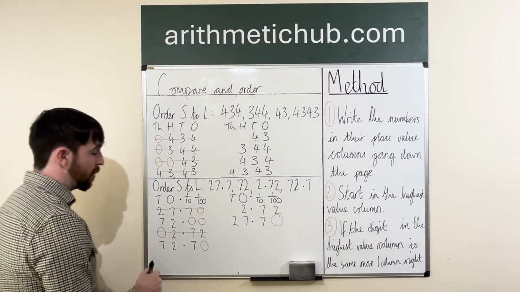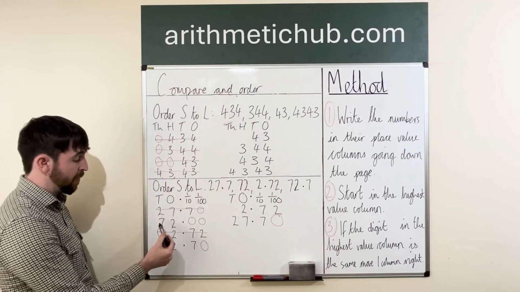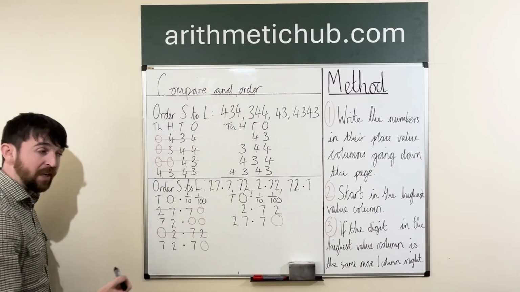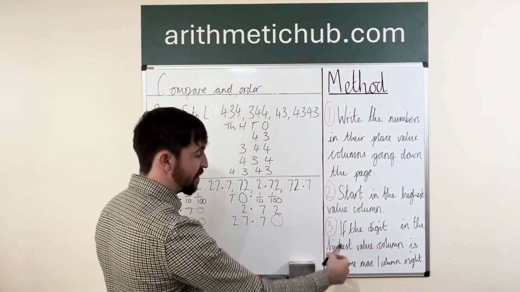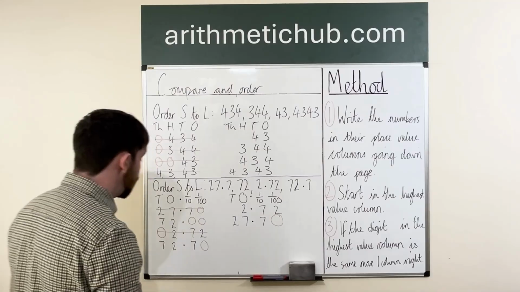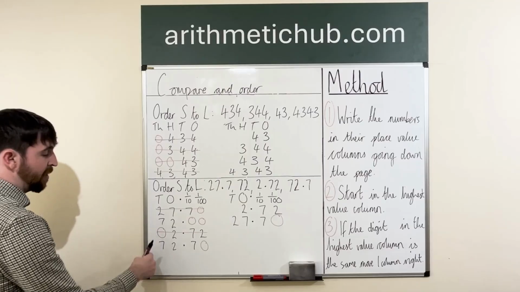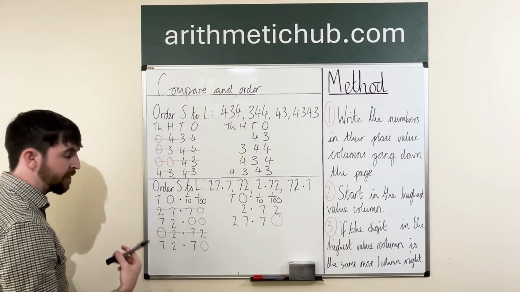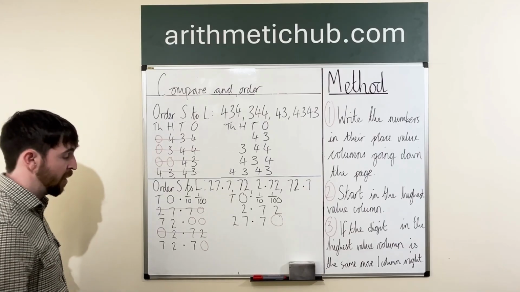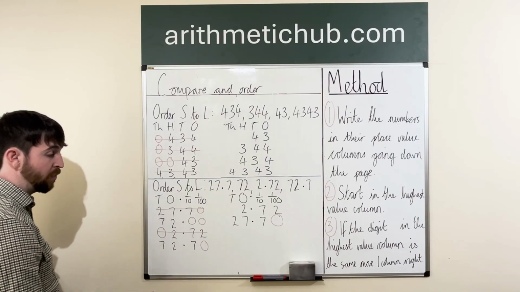Finally, now we're having a look at these two, aren't we? So, the highest value column we always start with first. Here, we've got 7 in the 10s in both of them. So we need to follow what our instructions tell us to do here for our method. If the digit in the highest value column is the same, move one column to the right. So we've got 7 in the 10s for both of these. We move one column to the right, and here's the problem. We've got 2 in the 1s as well. So both have got 7 in the 10s, both have got 2 in the 1s.